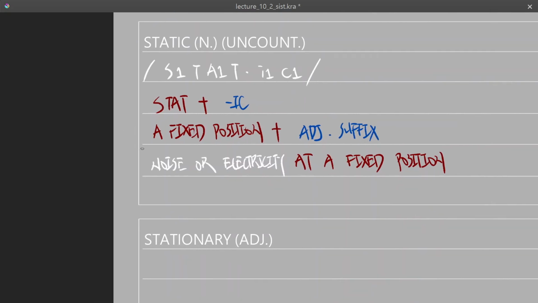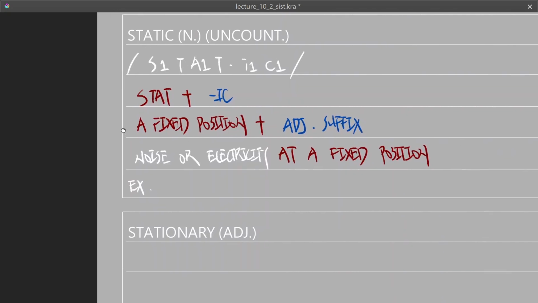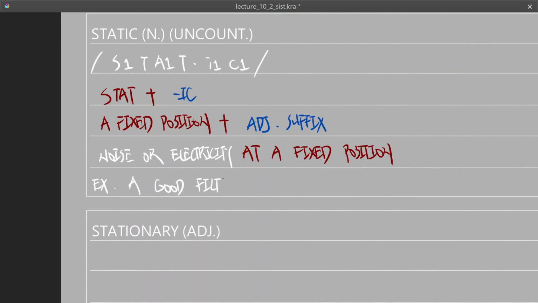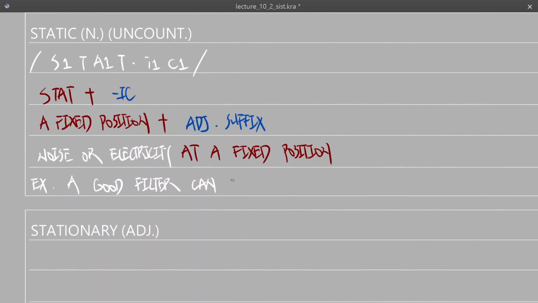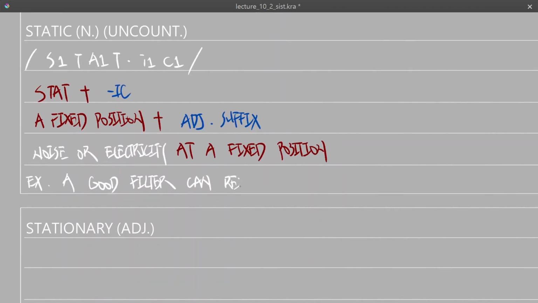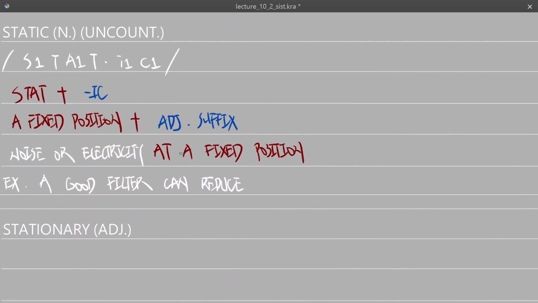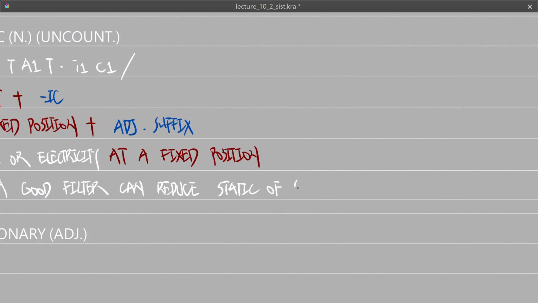Alright, so for example, we could say a good filter can reduce or remove completely static of signals.